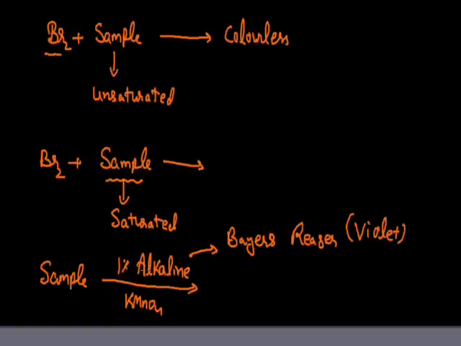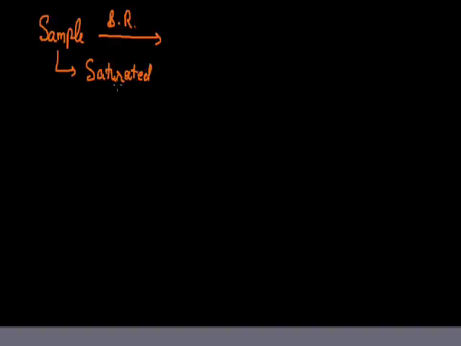If the sample shows the addition reaction with this Bayer's reagent, we can say that since the addition reaction is a characteristic reaction of an unsaturated compound, the sample is unsaturated. On the other hand, if I take the sample and it does not show any reaction with this Bayer's reagent and the color remains as it is, by this observation we can conclude that the sample is not showing addition reaction with Bayer's reagent, and addition reaction is a specific reaction for unsaturated compounds. So we may say that this compound is saturated in nature. So this is the utility of addition reaction.